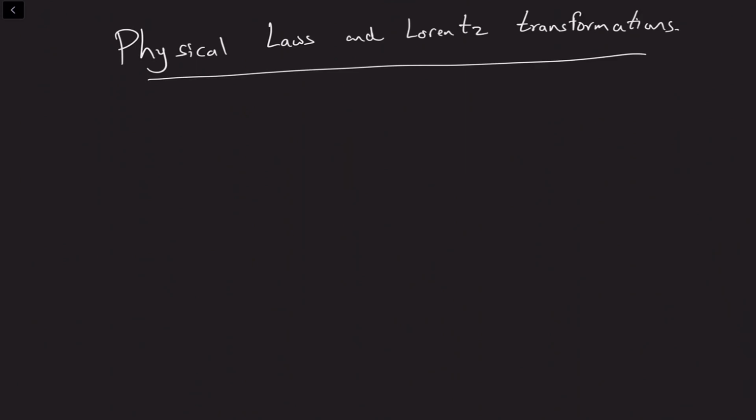Now let's discuss how physical laws should appear, or the form that physical laws should take in order for them to be compatible with Lorentz transformations. What we mean by that is, if you take any physical law and ask what it looks like as seen by a particular observer in a reference frame S, and ask what it looks like in a different reference frame S prime, the form of the physical law should appear to be the same.